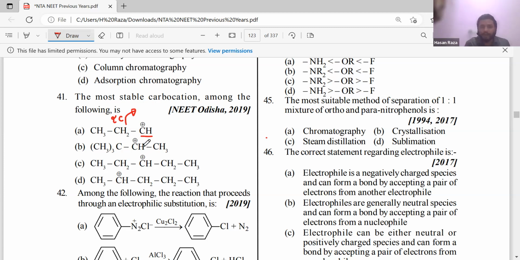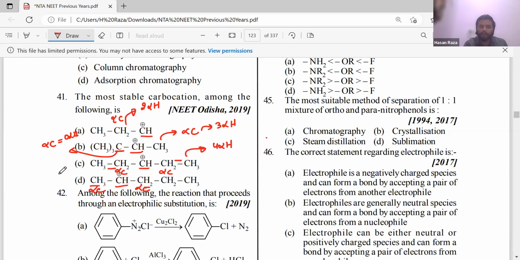Is that clear, everyone? Now, if you are going to see, this is your alpha carbon and this is also your alpha carbon. But this alpha carbon has zero alpha hydrogen and this alpha carbon has three alpha hydrogen. Now, moving to the next. This is your alpha carbon. This is your alpha carbon. This has two alpha hydrogen. This has two alpha hydrogen. That means this has total four alpha hydrogen. Now, coming to the next. This is alpha carbon. This is alpha carbon. This has three hydrogen. This has two hydrogen. So it will have five alpha hydrogen.